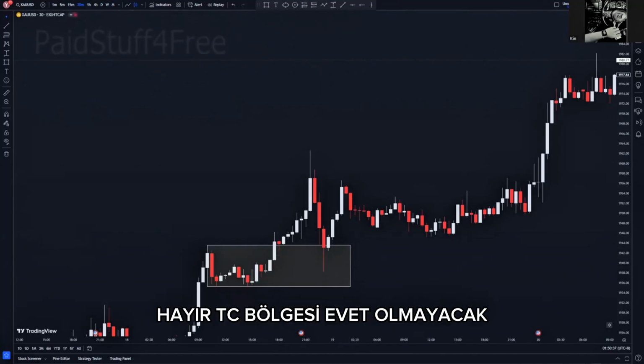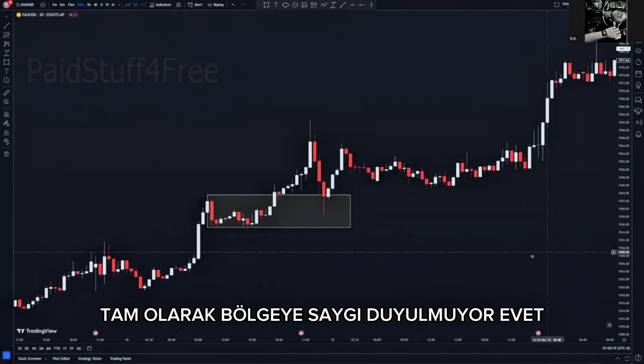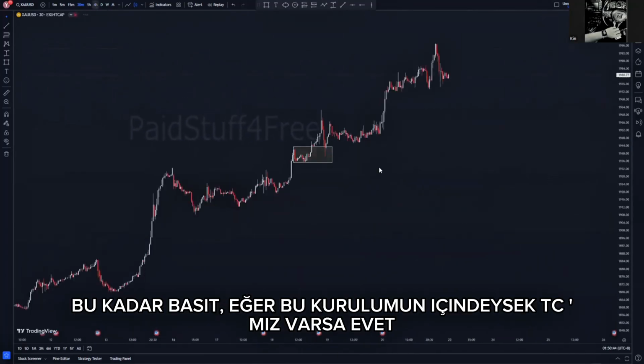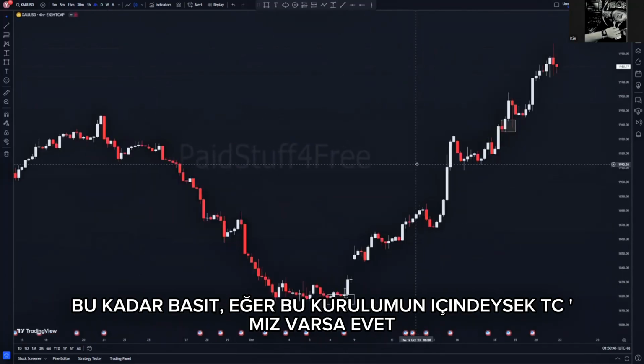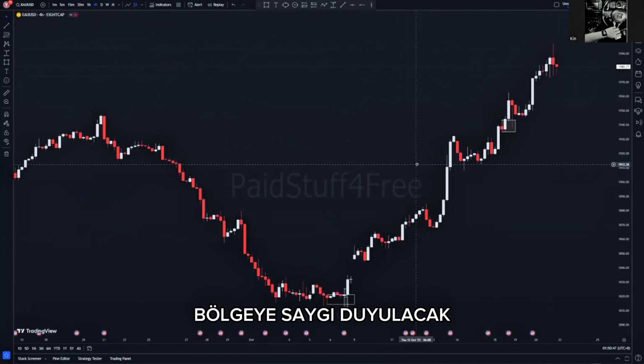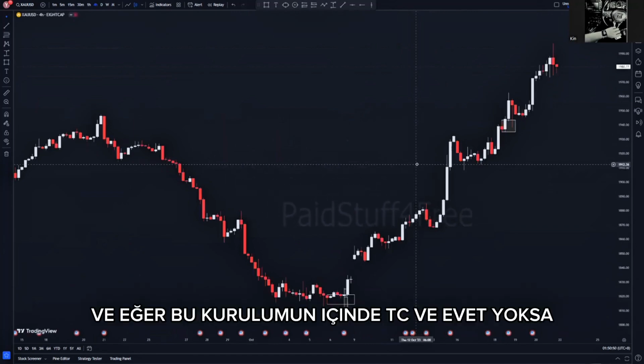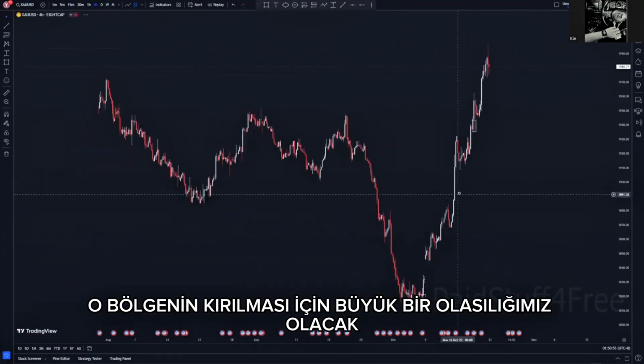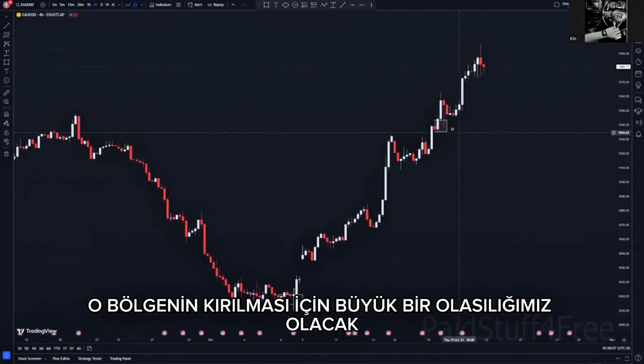No TC, zone will be not respected. Yes, exactly, as simple as that. If inside of that setup we have a TC, the zone is going to be respected. And if inside of that setup there is no TC, the zone will be broken. We'll have a big possibility for that zone to be broken.